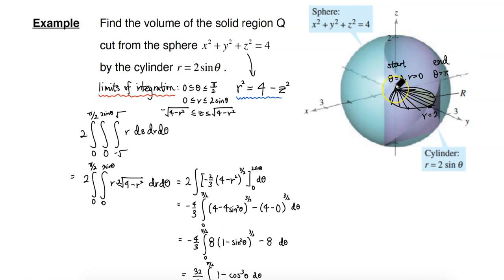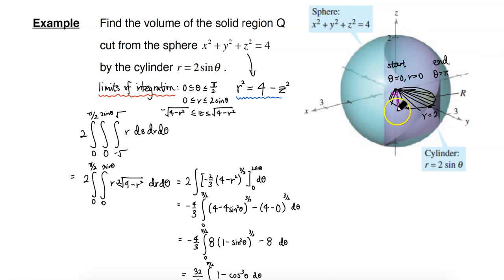So now if I pick a certain value of theta, let's say this one here, then r ranges from 0 all the way to hitting the outside part of the cylinder, and this means r ranges from 0 all the way to 2 sine theta. This is the equation for the cylinder or the circle in the xy plane, and so that is where r would stop.